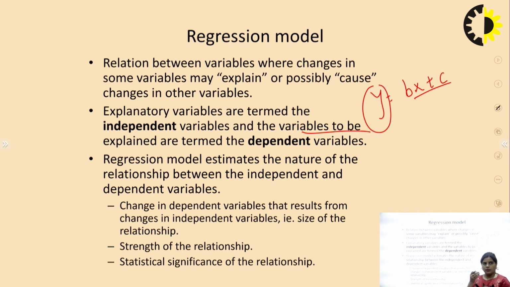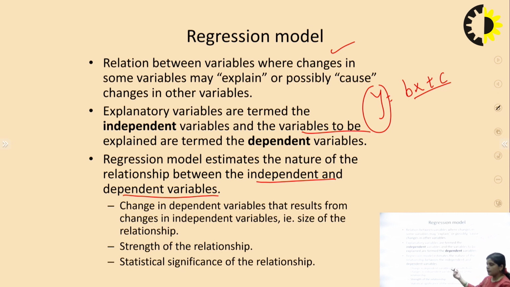So what is the relationship between these two variables, and what are the possible causes due to which the changes in the dependent variable can be identified? This can easily be identified by using the regression model. The regression model estimates the nature of the relationship between the independent and dependent variables.